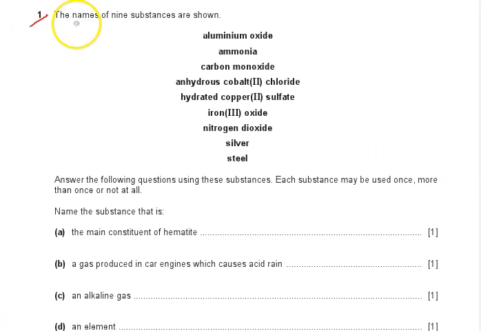Okay, first question. The names of 9 substances are shown. Okay, here we have 9 substances. Answer the following questions using these substances. Each substance may be used once, more than once, or not at all. Name the substance that is the main constituent of hematite. If you see hematite here, it should be iron oxide.